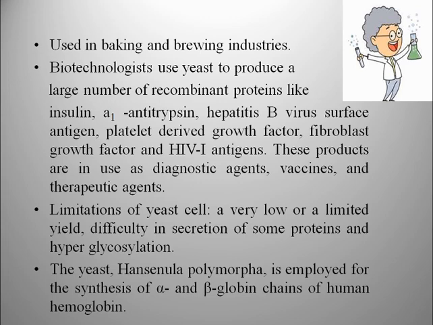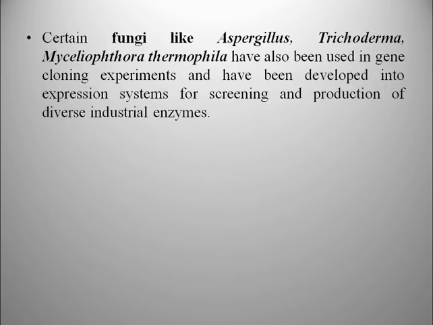Then one more, besides Saccharomyces cerevisiae, we are also using yeast Hansenula polymorpha for synthesis of alpha and beta globin chains of human hemoglobin. So yeast is the simplest eukaryotic host cell. Then certain fungi like Aspergillus, Trichoderma, Myceliophthora thermophila, this is recently being used for gene cloning experiment and have been developed into expression system for screening and production of various industrial enzymes, right?